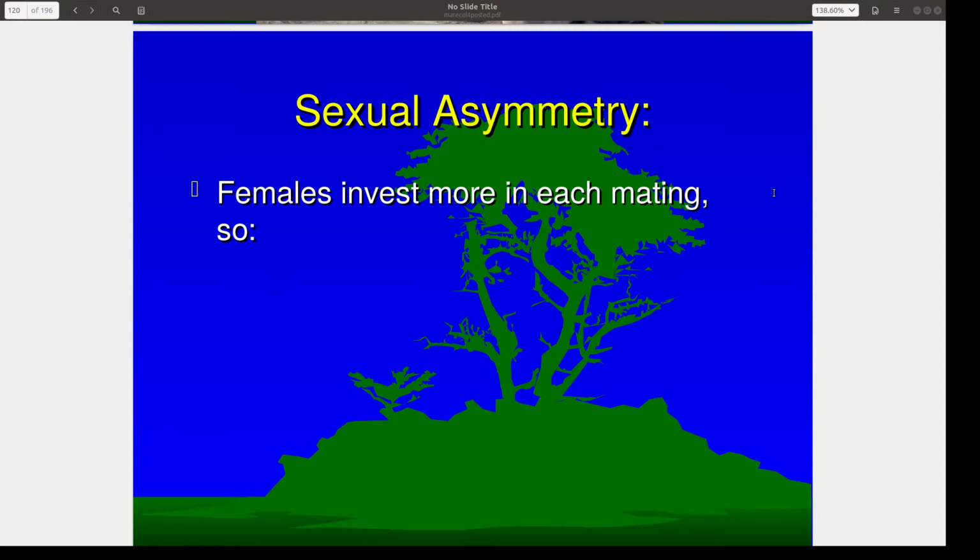So, limited matings and a high energy investment in the egg for each mating means that females are generally more selective in choosing their mates than males.